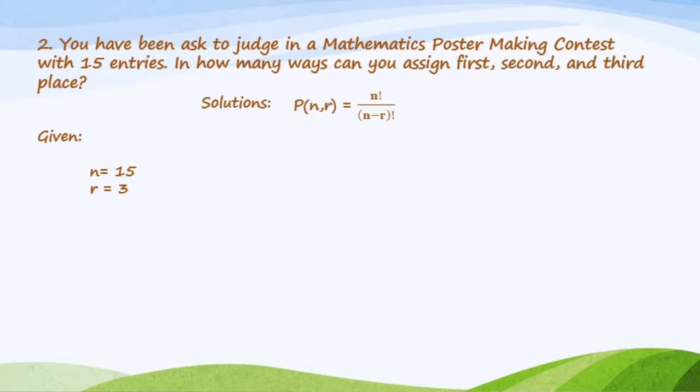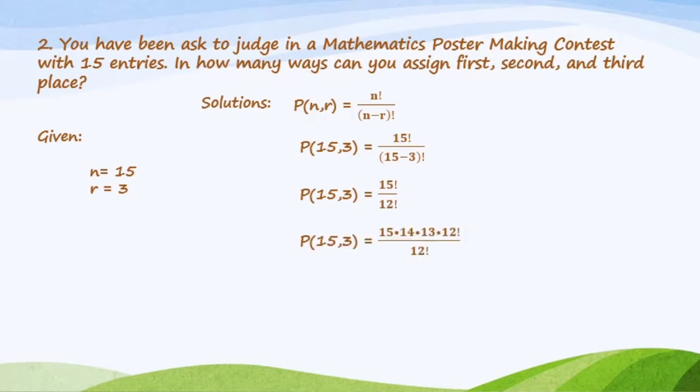So to solve the problem, we use the formula of permutation: P(n, r) equals n factorial divided by the quantity of n minus r factorial. Then substitute what are the given to the formula. So P(15, 3) is equal to 15 factorial divided by the quantity of 15 minus 3 factorial. Then after that, evaluate. P(15, 3) is equal to 15 factorial divided by 12 factorial.